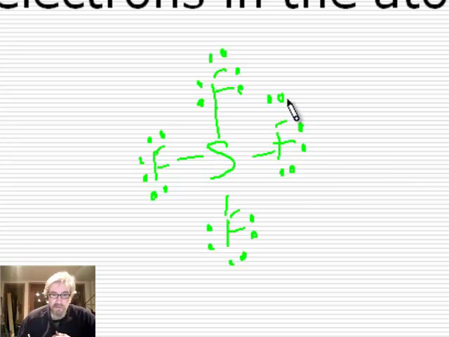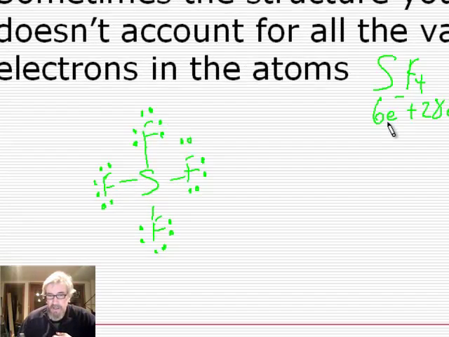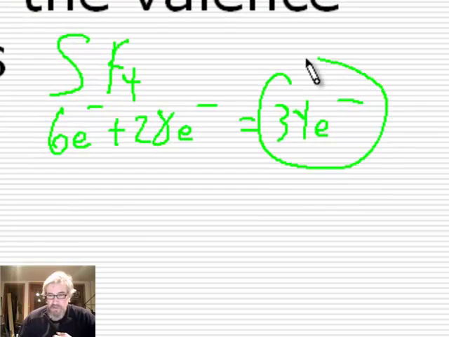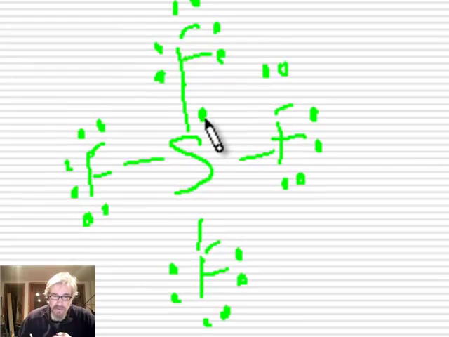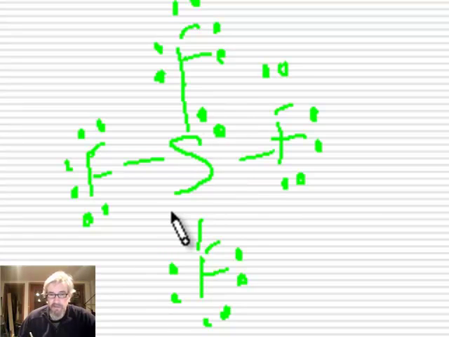Now I'll make my count. 2, 4, 6 for each fluorine. And there's 4 fluorines, so that's 24, 26, 28, 30, 32 with the bonds. Well, I've got all my electrons accounted for, but I'm supposed to have 34 electrons in my structure. When this happens, you put the extra electrons on the central atom in pairs. So with the extra 2 electrons I just put on that sulfur, I now have the correct count.